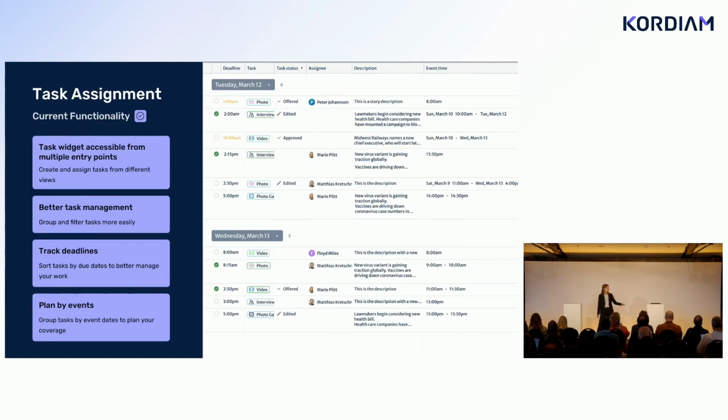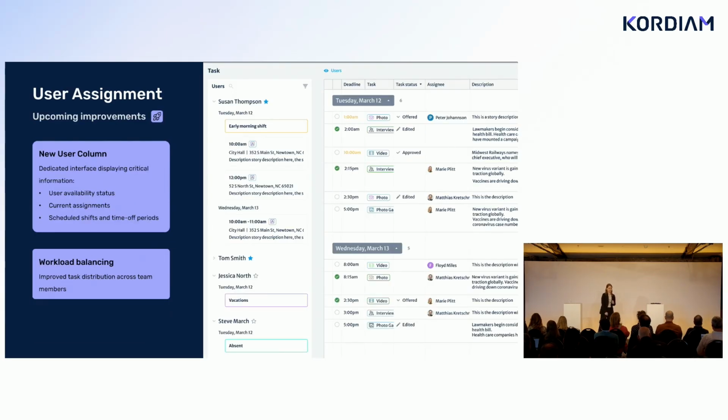This page that we see here, we introduced it last year, and it can be used to display tasks and manage tasks, and planners now have the possibility to filter and group tasks by deadline, of course, but also by events and other relevant data for them. That obviously already helps to make task management easier, but we are still implementing improvements here.